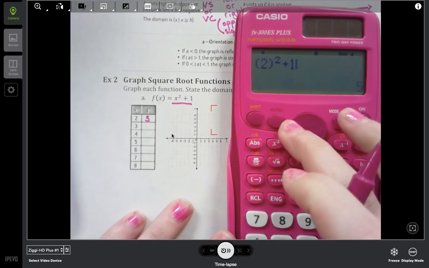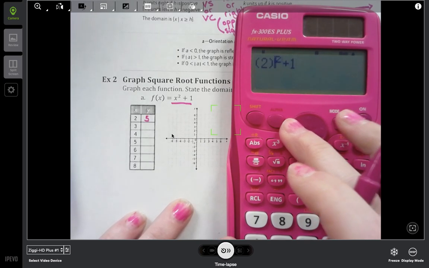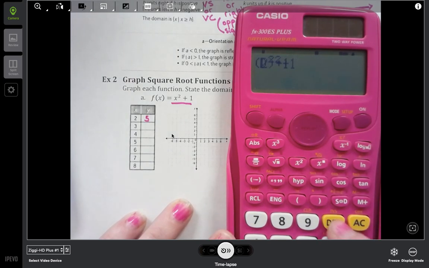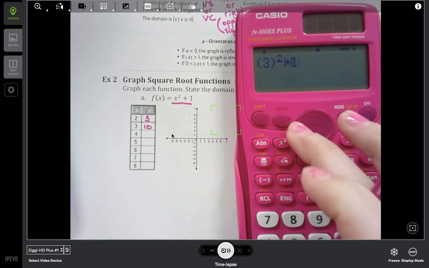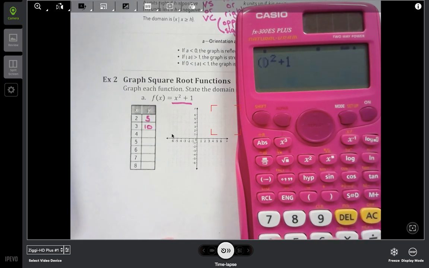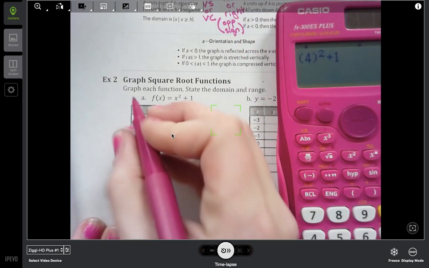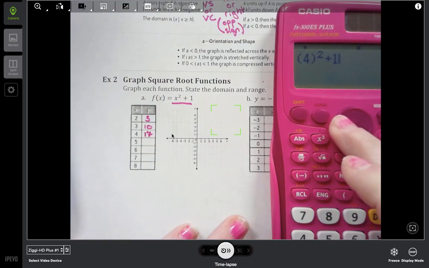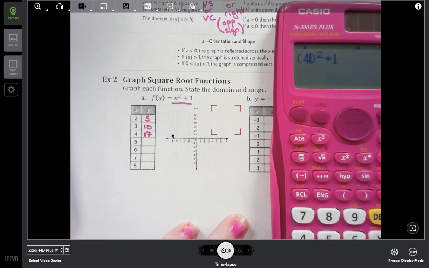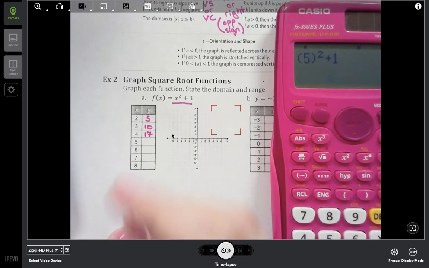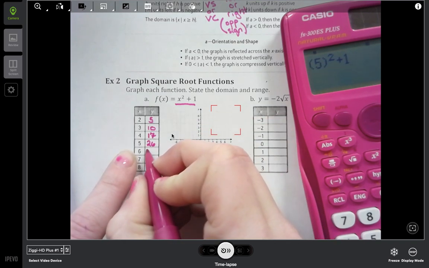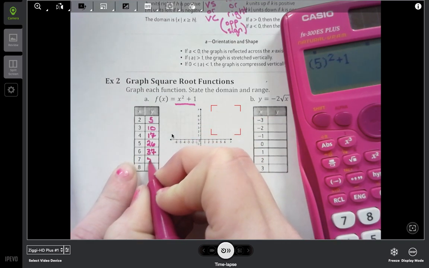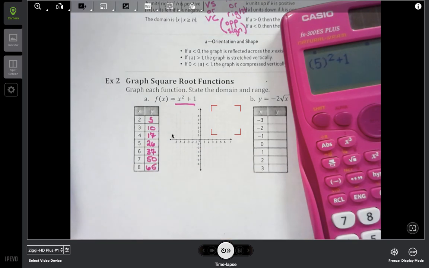Now let's see if this is a handy dandy calculator. There we go. I can hit the back button and delete this number and insert 3 and I get 10, and I can go back and delete and insert 4. I get 17, and back and insert 5 and I get 26. I'm going to do the rest of these in my head because I can go faster. So this is 37, this is 50, and this is 65. Okay, each one of those squared, and then plus 1.